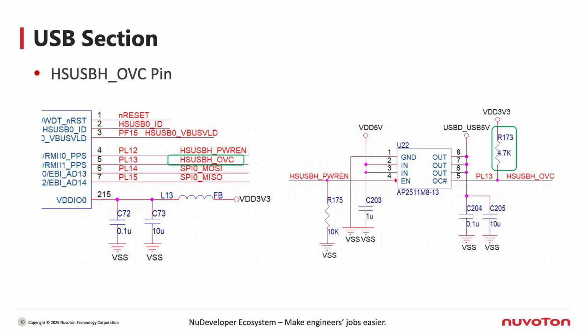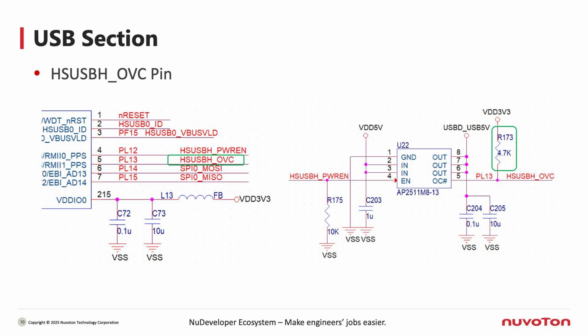The host bus power overcurrent detector pin HSUSBHOVC is matched with corresponding management circuitry in the development board schematic. By default, this pin is configured as a high level, and the accompanying code will monitor this pin. If a low level is detected on this pin, it will be judged as an abnormality, resulting in the USB host being unable to function properly.